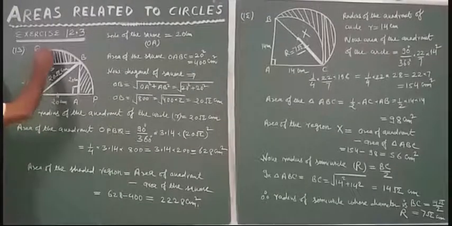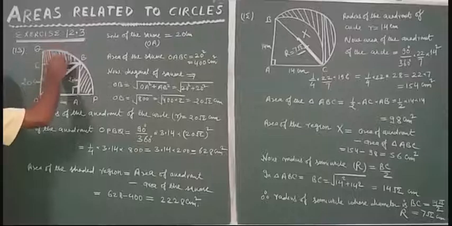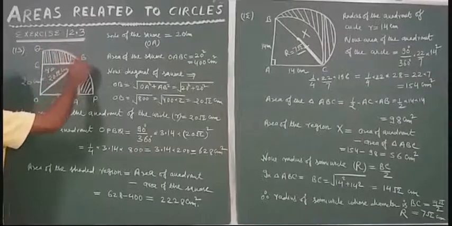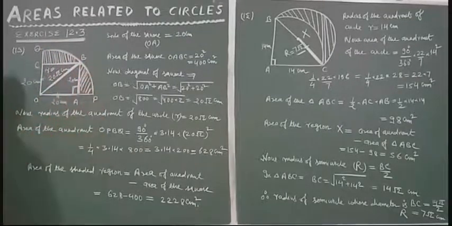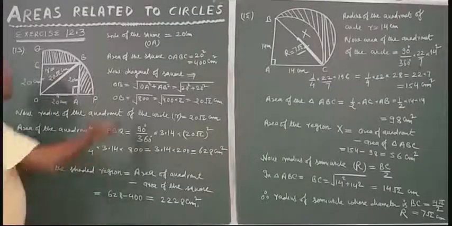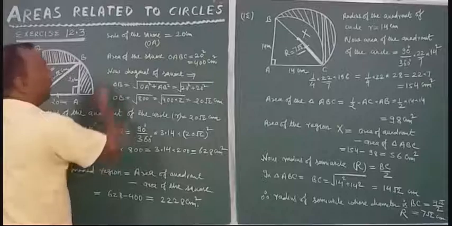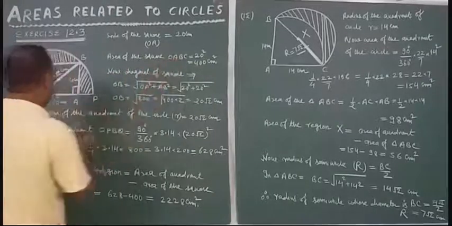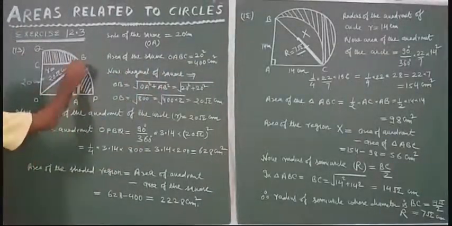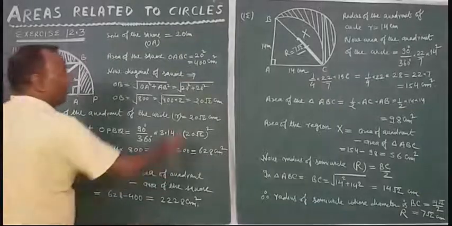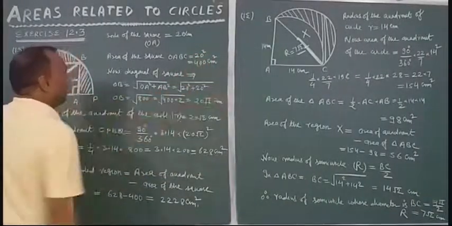This area you have to find. This shaded region you have to find. Is it okay? So now the side of the square is given as 20 centimeter, which is OA. Therefore the area of the square OABC will be side square, 20 square, that is 400 centimeter square.